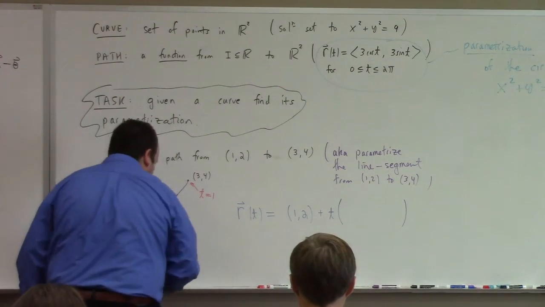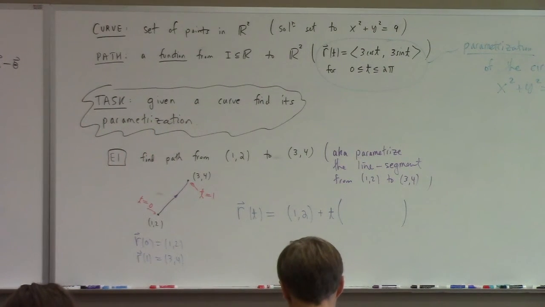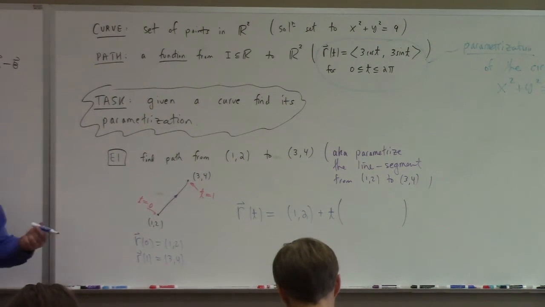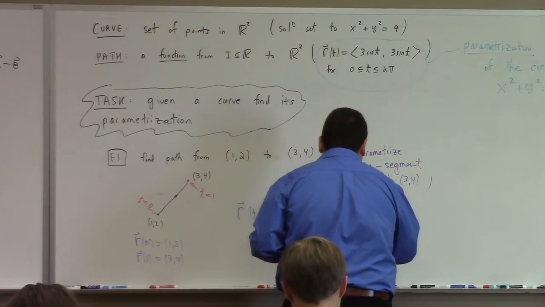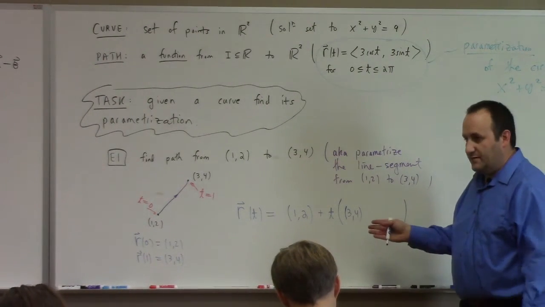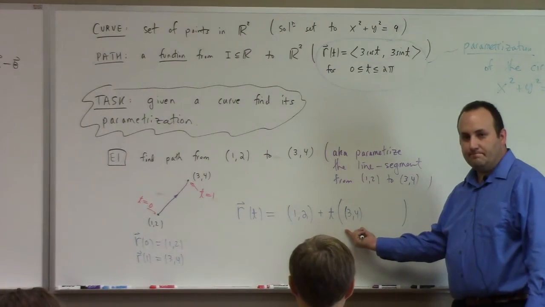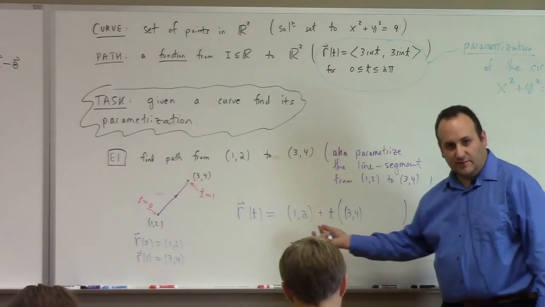All right, so if I put 1, 2 there, we've got half the job done already, right? How can I get 3, 4 to come out of that formula when I put in t equals 1? What do I need to do? Well, if I put 3, 4 there, we're almost done, right? If I just put 3, 4 here, then I put t equals 1, I've got my 3, 4. But what's the trouble? I've still got the 1, 2, right? So to get rid of that, I just subtract it.